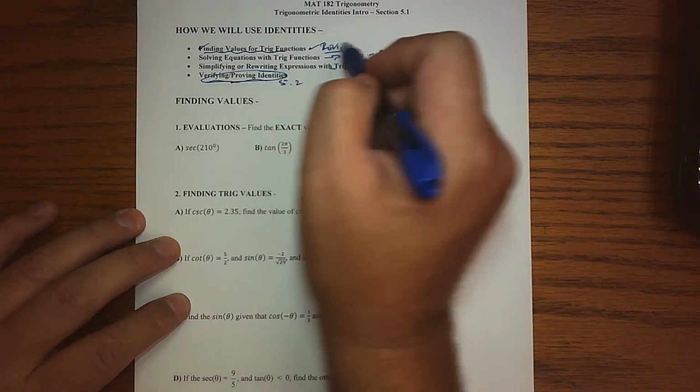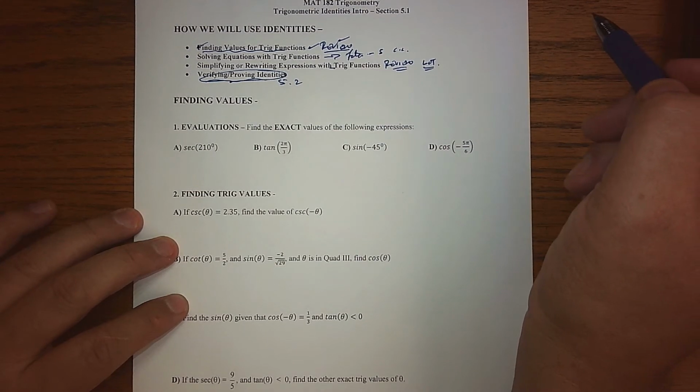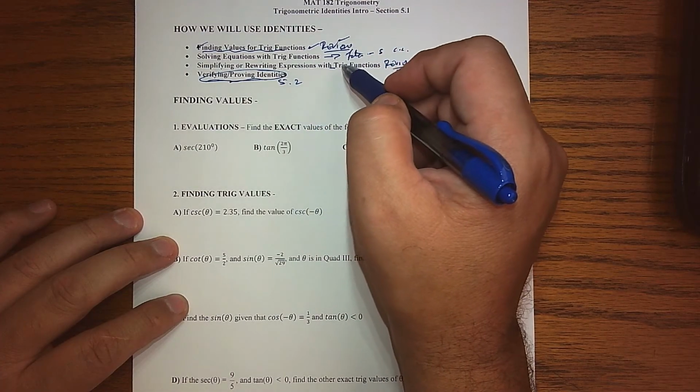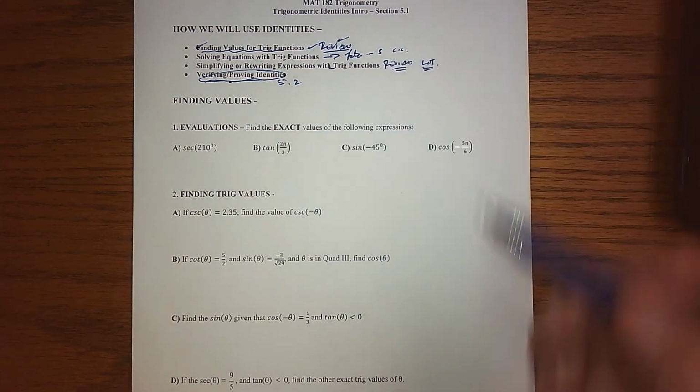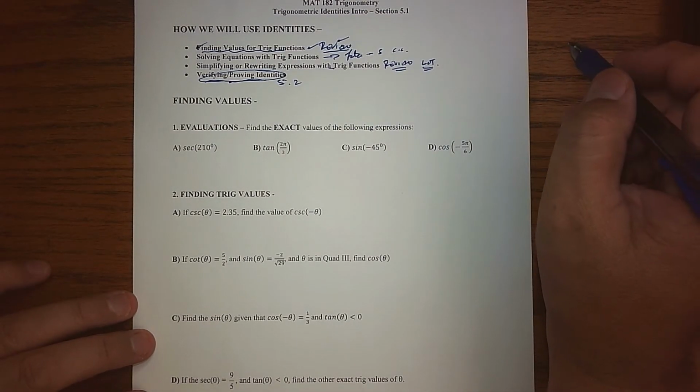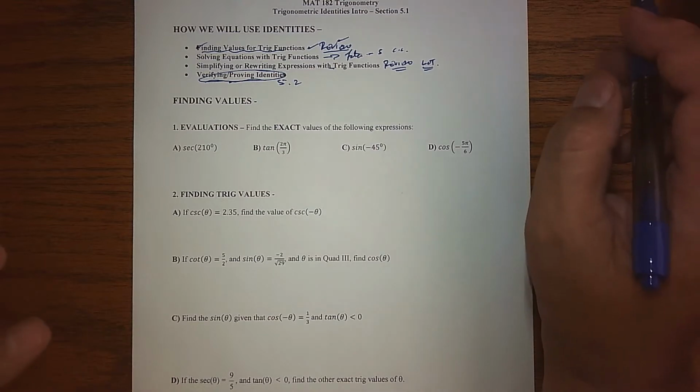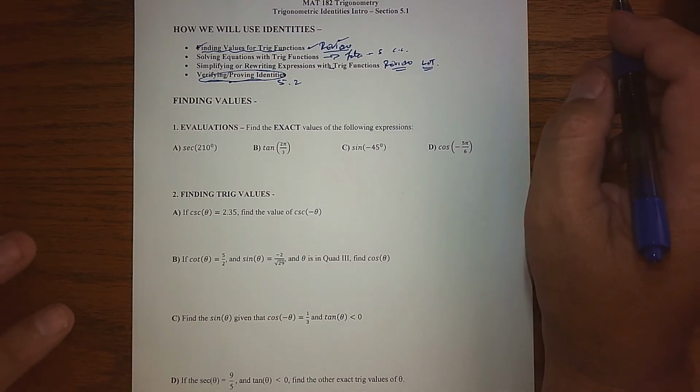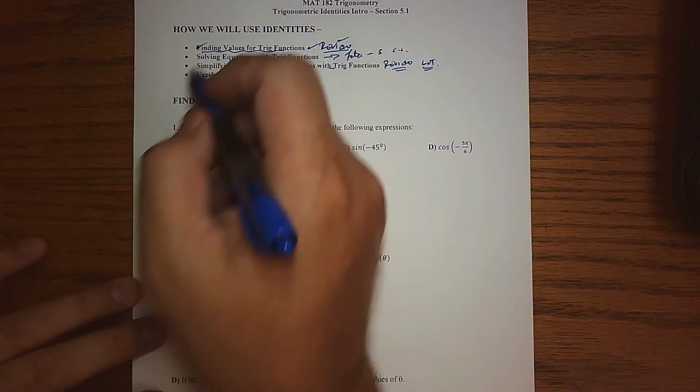And then finding trig values is something that we've already done before, right? And simplifying and rewriting expressions of trig functions, we'll start doing that right now pretty quickly. Okay, so those are the big things that we do with identities. And so let's get rolling. So let's do the review.